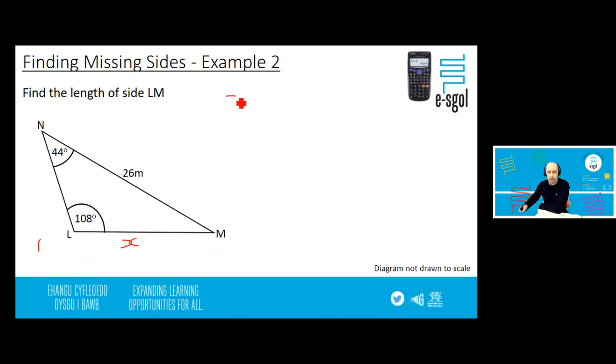So I'm going to put side X opposite angle. The angle is opposite that side. So let's have a quick look. There's LM. The opposite angle is 44. So X over the sine of 44. And then what other information have we got? We got this side here of 26. So I'm going to write 26. And the angle opposite that is 108. So I'm going to put the sine of 108.